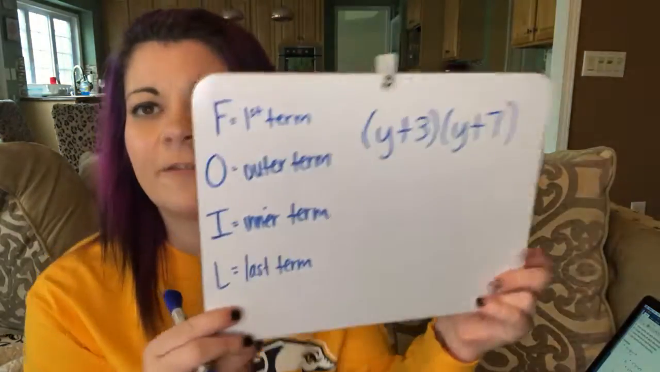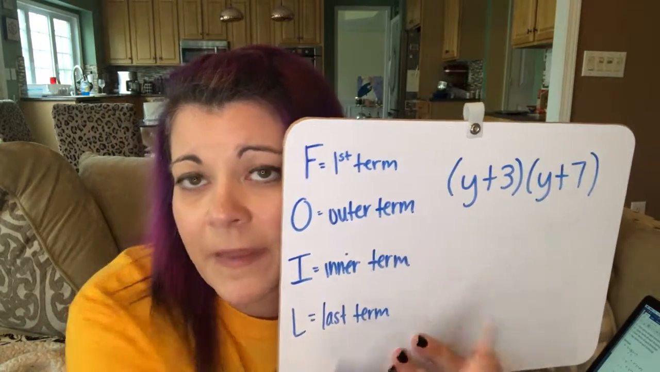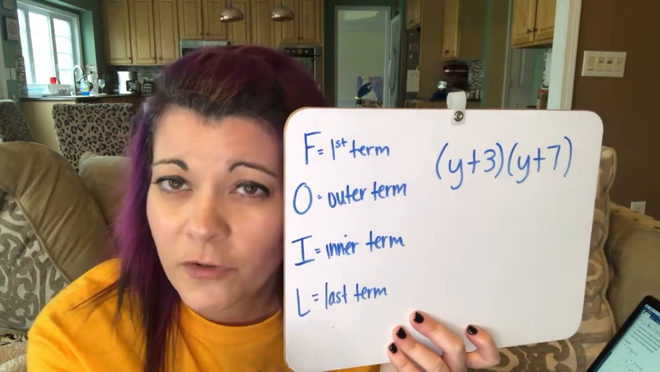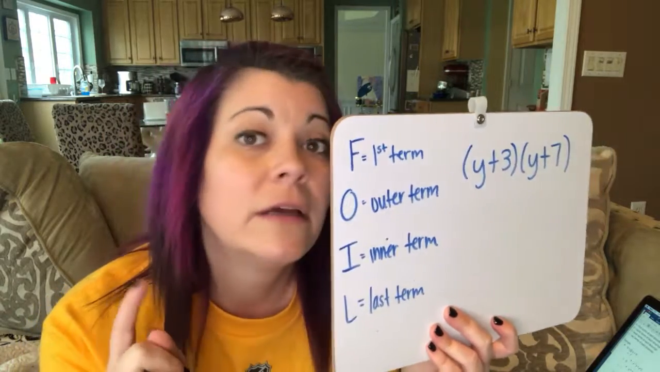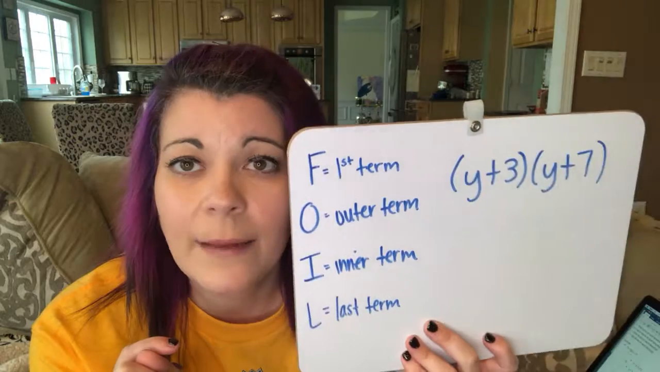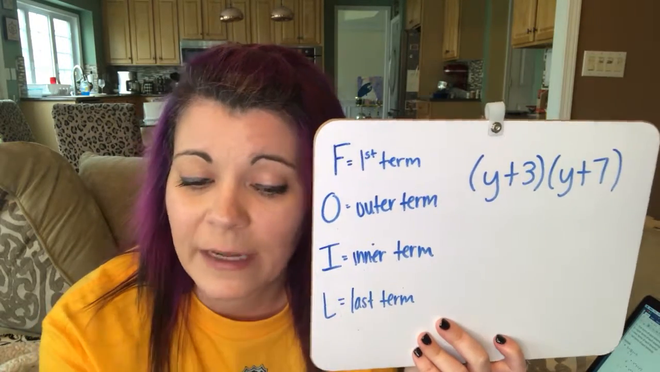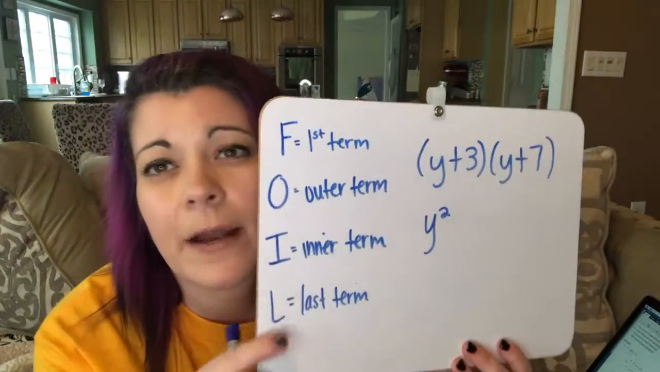So F is the first term in the binomials. The first term in this one's y, the first term in that one is y too. So we do y times y because we're multiplying them together. So y times y, if you know the exponent property rule. If you don't, go and watch the exponent property rule video. Y times y, we add the exponents. They each have a 1 as an exponent because if it's not there, it's understood as 1. So 1 plus 1 is 2. So we have y squared.